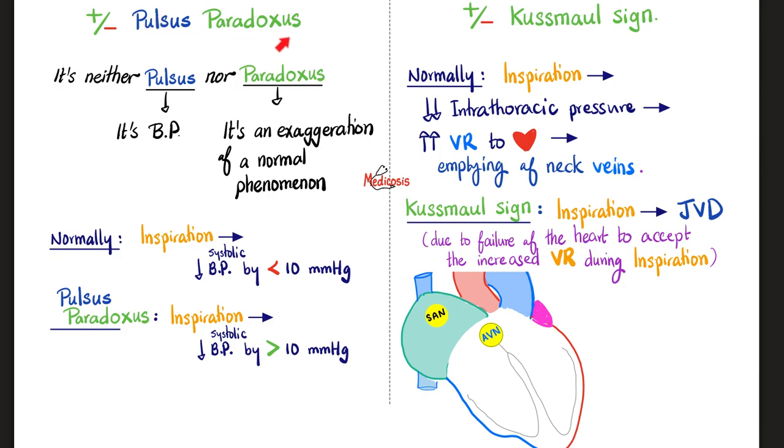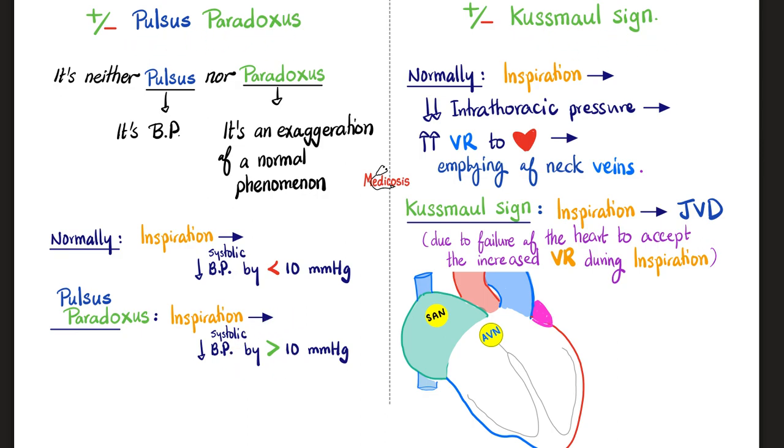Let's start with Pulsus paradoxus, which is neither Pulsus nor Paradoxus. It's the biggest misnomer of all time. It has nothing to do with pulse. It has to do with your blood pressure. It is not a paradox. Instead, it's an exaggeration of a normal phenomenon, because normally during inspiration, because the right ventricle pushes on the septum and pushes on the left ventricle a little, you get decrease in systolic blood pressure by less than 10 millimeters of mercury. But if it's more than 10, this is the exaggeration of the normal phenomenon, inappropriately termed Pulsus paradoxus.